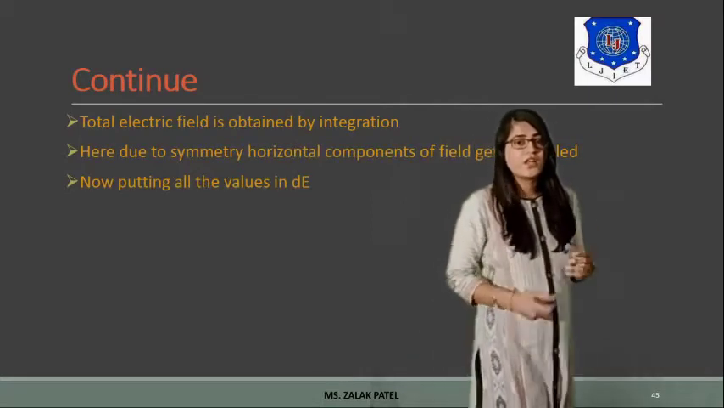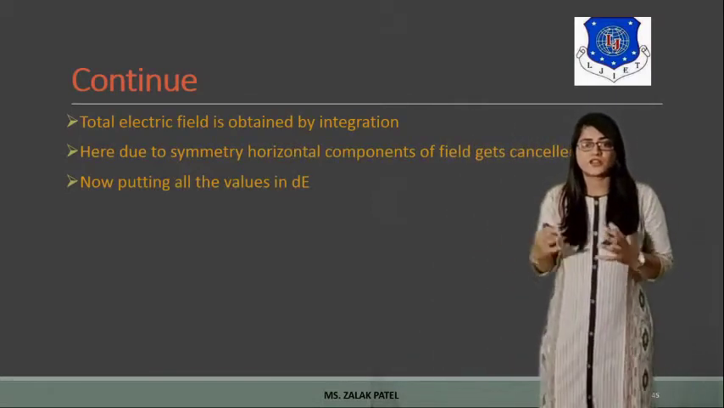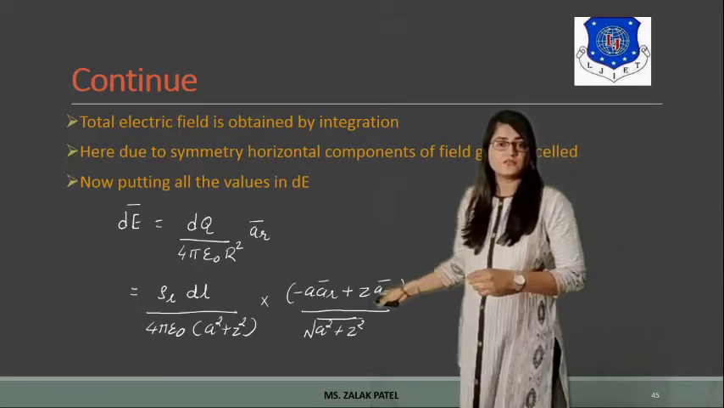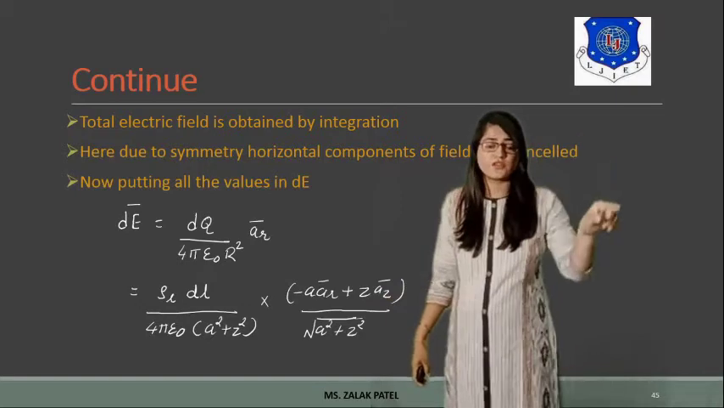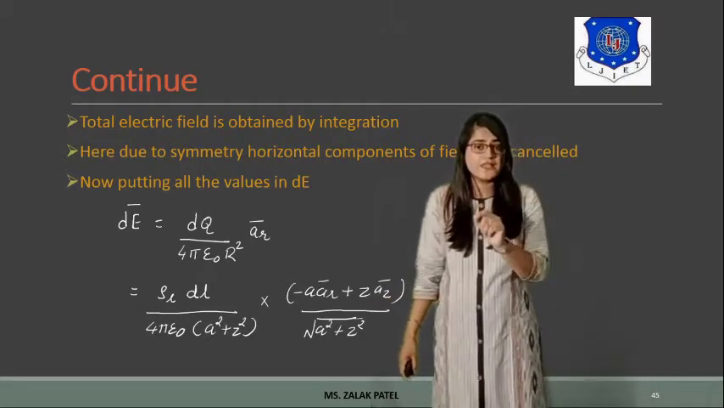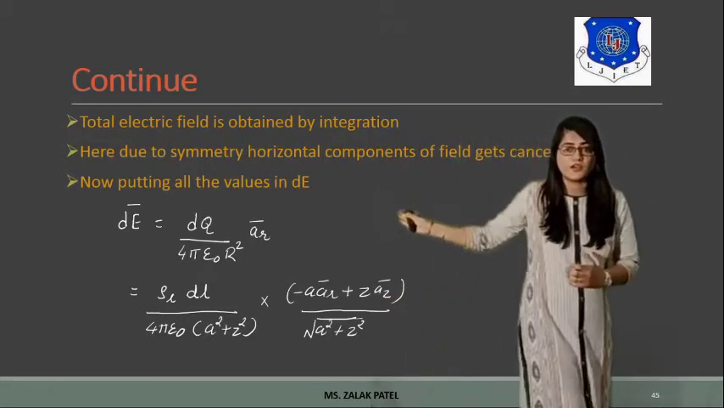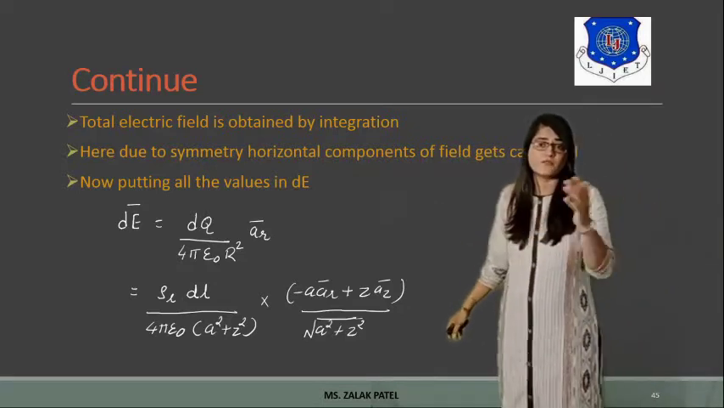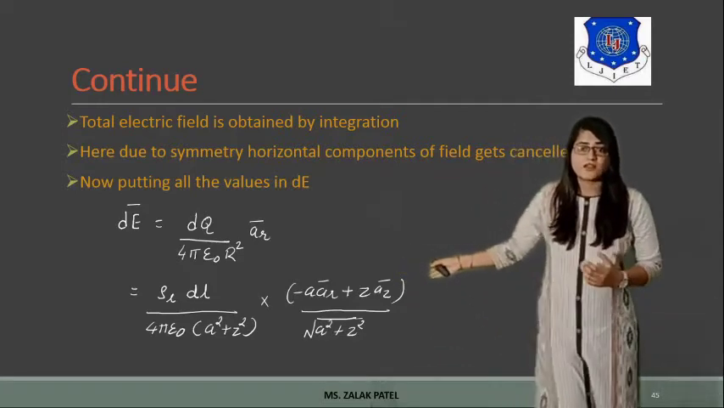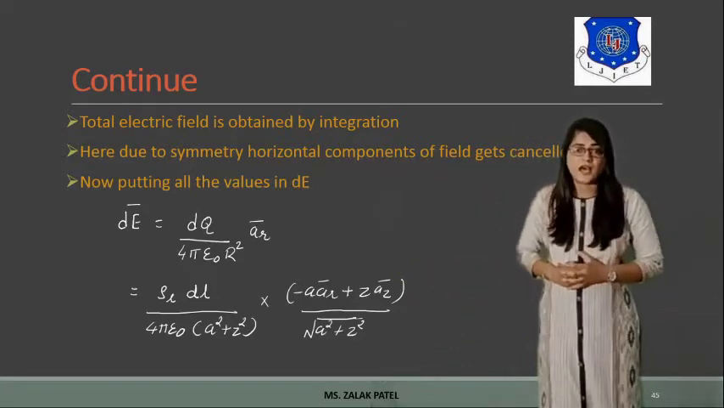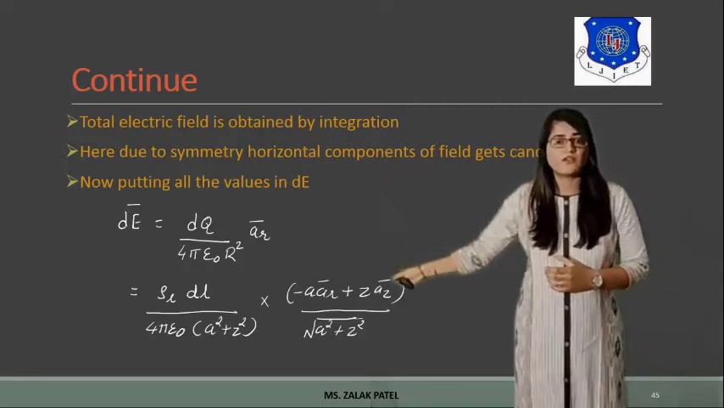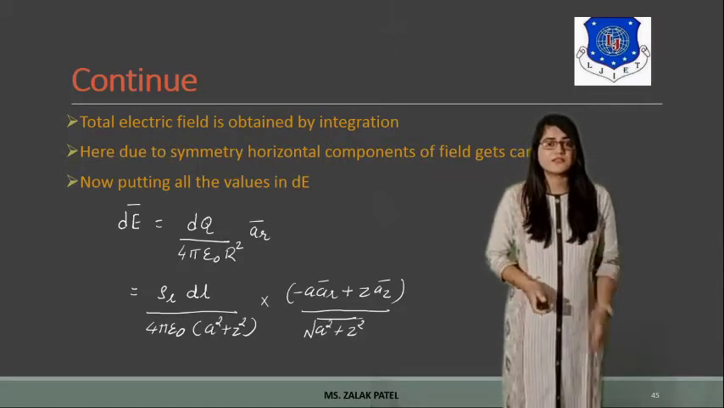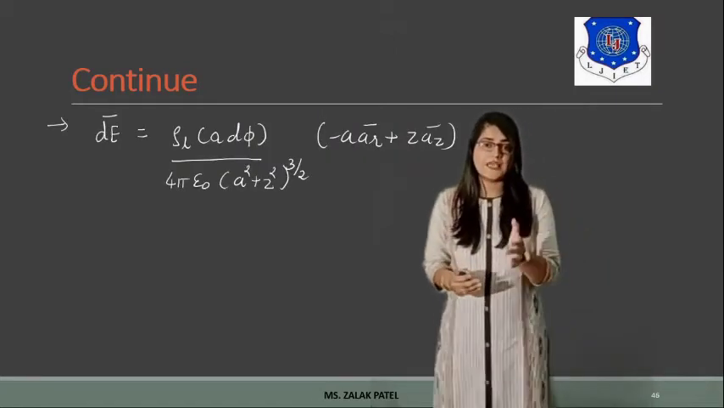So here the total electric field is obtained by the integration. So let's put all the values in the equation. It will be like this. Obviously, the line charge distribution is there on a circular ring. That's why rho L dl is substituted over here in place of dq. The remaining part is what we have calculated in the previous slides. So that part is first the ar bar and the second is r square, a square plus z square, and the unit vector is minus a ar plus z az upon square root of a square plus z square. Now rho L dl.